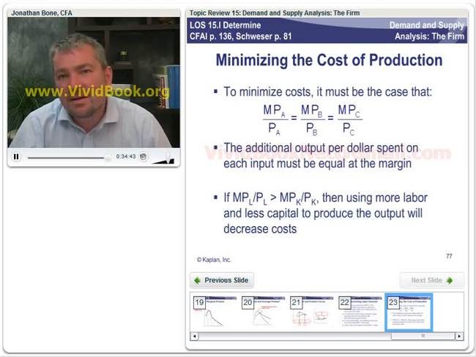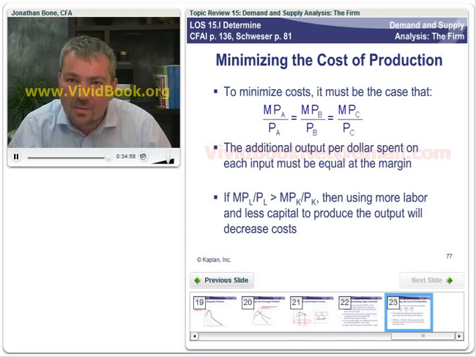Now the idea is, and I think it's easier to see this via the third bullet point, if the marginal product of labour divided by the price of labour is greater than the marginal product of capital divided by the price of capital, then we're saying we're getting more output per dollar spent. So it makes sense to keep on employing labour.